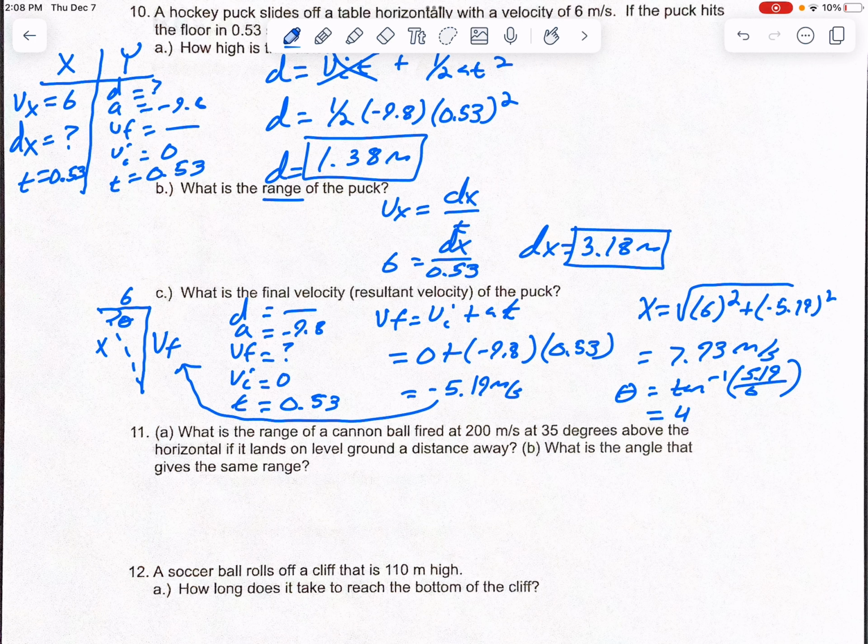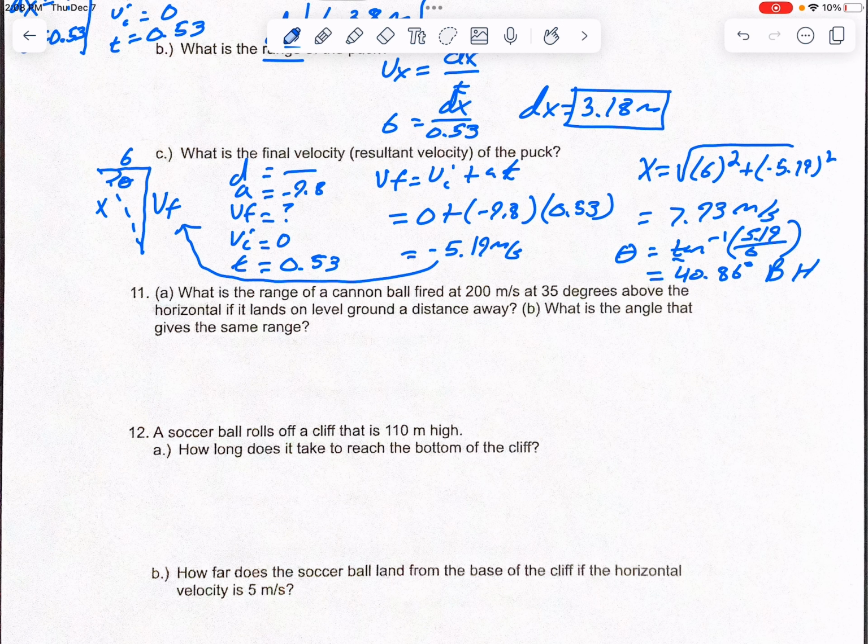Number 11, what is the range of a cannonball fired at 200 meters per second at 35 degrees above the horizontal if it lands on level ground a distance away? What other angle gives the same range? So this is a type 2. We have our angle, which is 35 degrees, and it's launched at 200 meters per second.